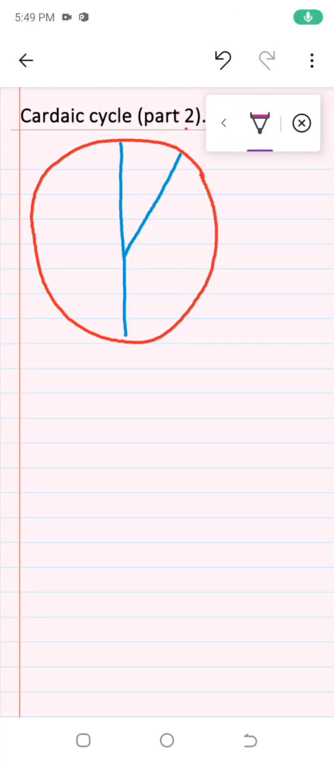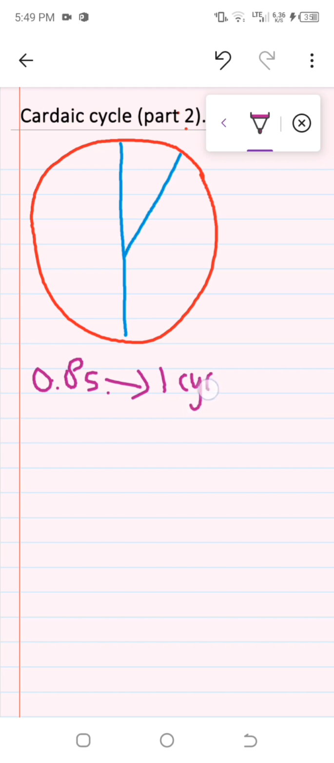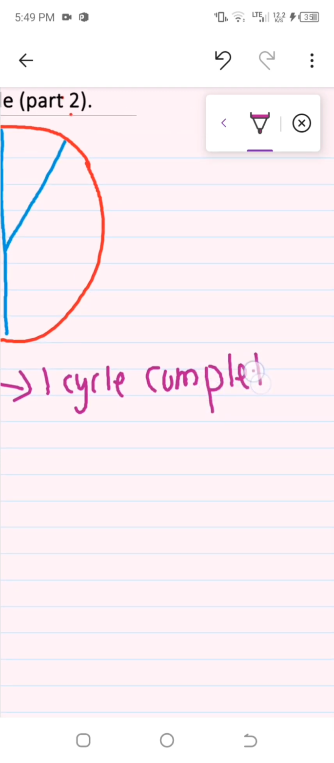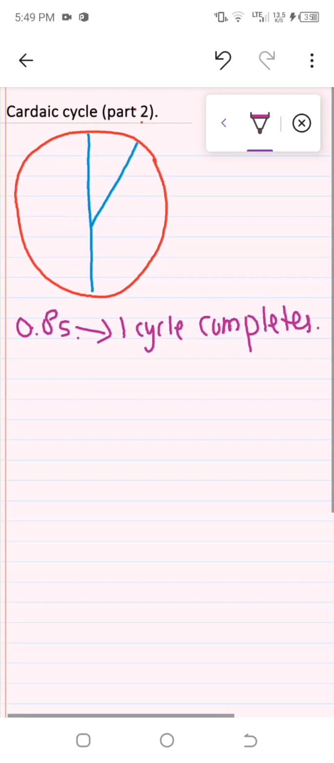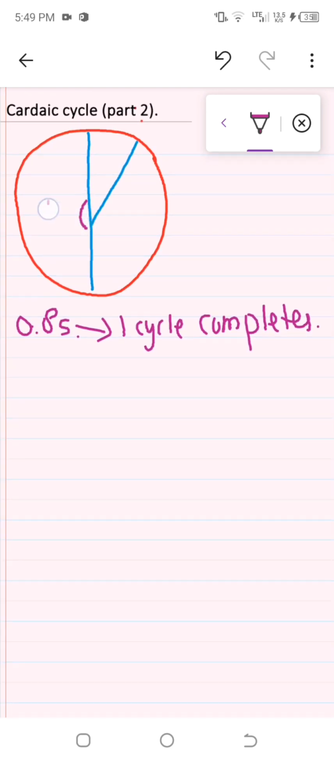Okay, so hello everyone. Today in this video, we're going to discuss cardiac cycle part 2 with the help of this diagram. First of all, as I told you, we have 0.8 seconds in which one total cycle completes. Here you can see 0.4, 0.1, 0.3. When you add all these, we get 0.8 seconds. Now let's see how this is happening.